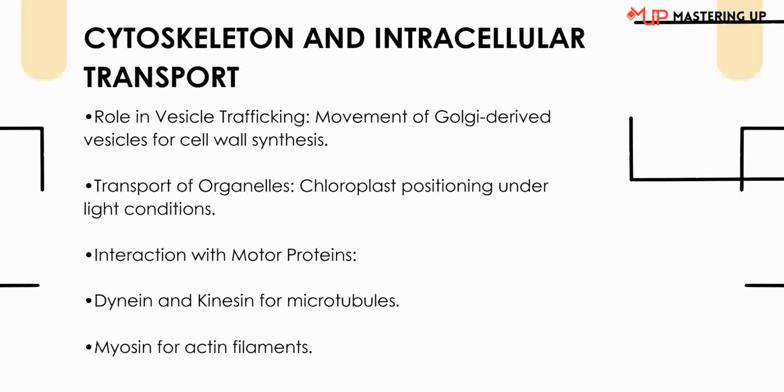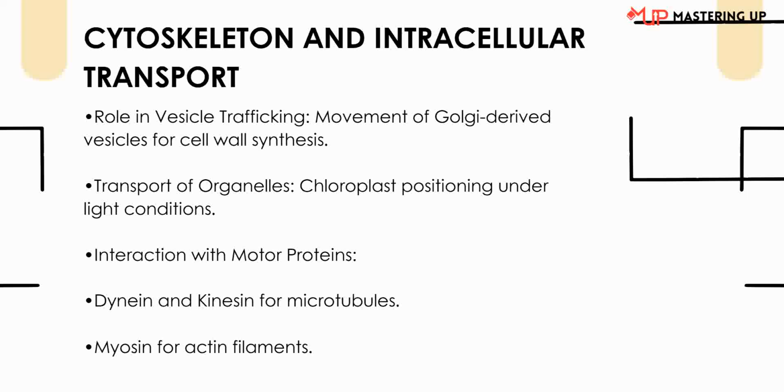The fourth point is dynein and kinesin for microtubules. Kinesins generally move in the plus end direction towards the cell membrane or periphery, and they are important in processes like vesicle trafficking and organelle positioning, whereas dyneins, in contrast, typically move in the minus end direction towards the cell center, usually the microtubule organizing center or centrosome. They are involved in processes such as endocytosis, cilia beating, and positioning the Golgi apparatus.